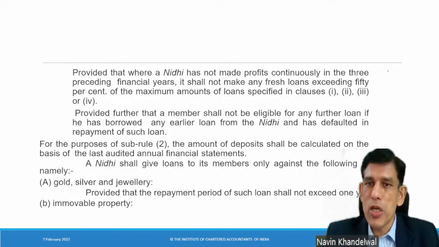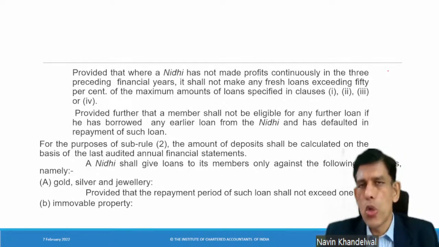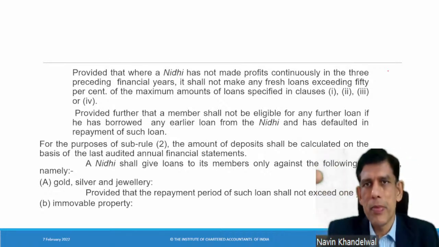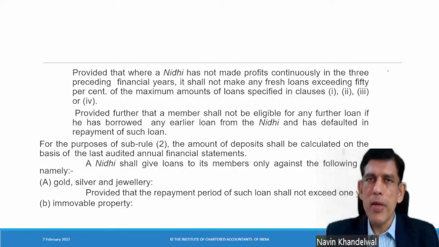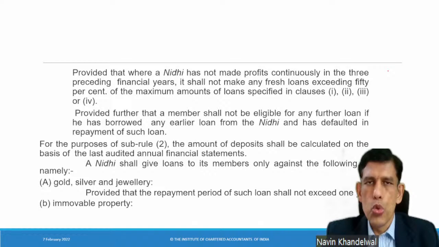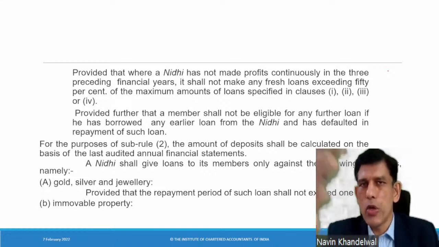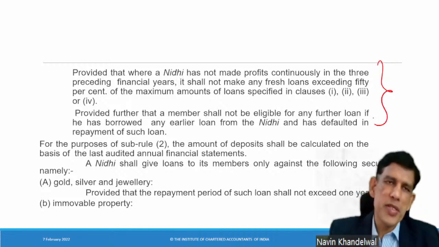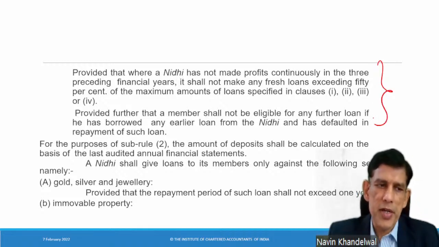But if the Nidhi company is incurring losses or not made profits, then the loan amount can be only to the extent of 50% of whatever is given in the slab rate. If there are losses, 50% of the slab rate. And if there is a default from any member, he will not be eligible for further loan. Even though he falls under the condition, he will not be eligible for further loan. So remember these 2 points in addition to whatever we have studied.